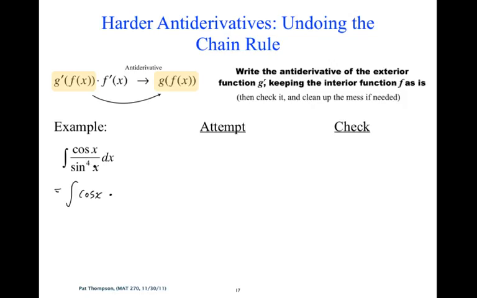What exponent is that if it's to the power 4 in the denominator? -4. So we can do sine x to the -4. Now it should look like the result of a chain rule.